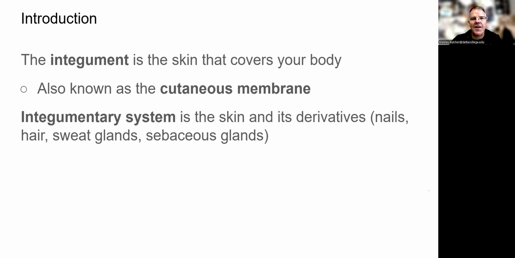The integument is that first organ system that we notice when we see someone, because the integument is the skin that covers your body, also known as the cutaneous membrane. The integumentary system is the skin, sometimes referred to as the largest organ in the body, and all of its derivatives: nails, hair, sweat glands, sebaceous glands. All of these are part of that integumentary system.